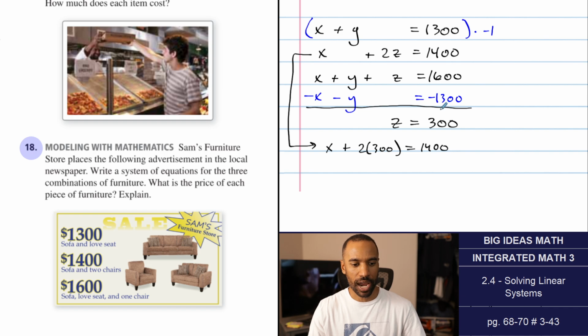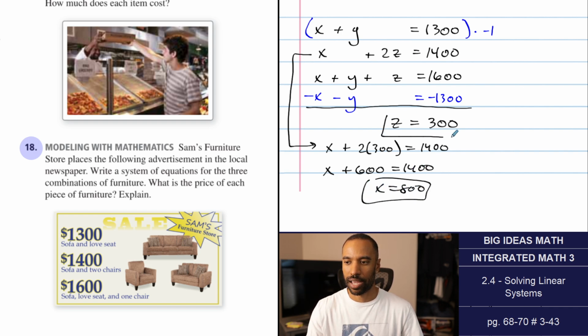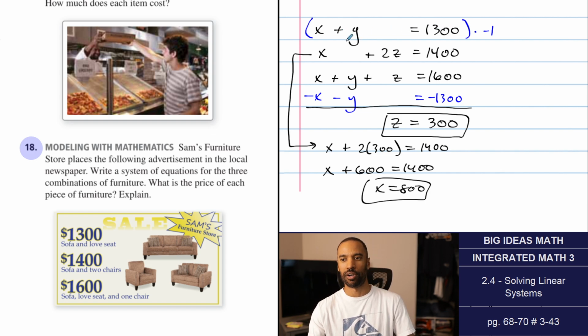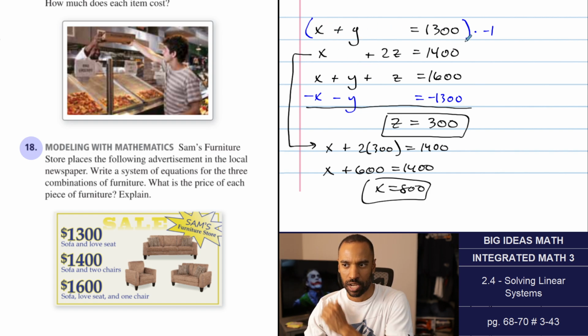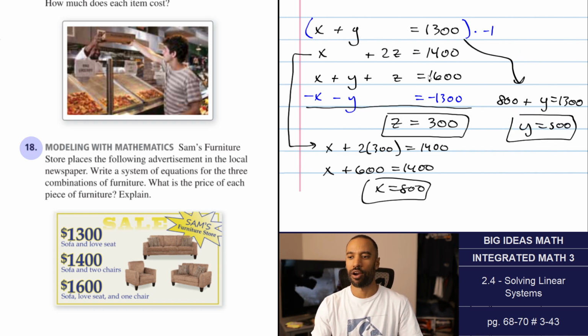I know the cost for each chair. Now I can do it to find the cost of a sofa. X plus 600 equals 1,400. So X is 800. So Z is 300, X is 800. Now we use that to solve for either this equation or the bottom one. I'm going to use the top one again. X plus Y, a sofa plus a love seat equals 1,300. So Y is 500. So what's our final result there?